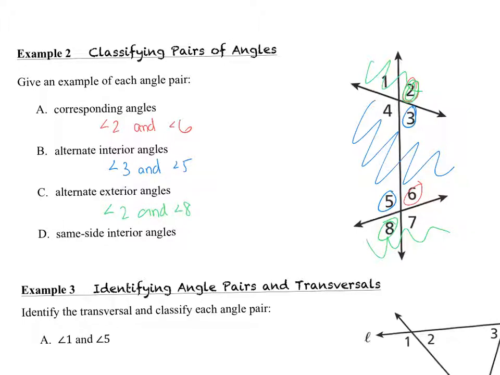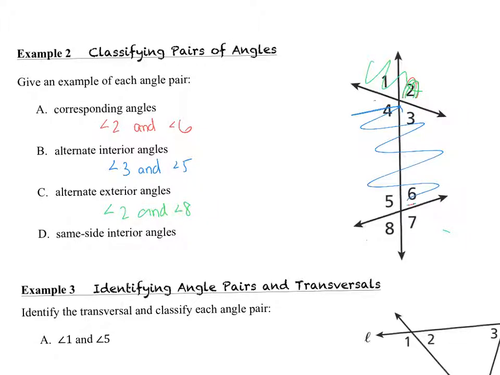And same side interior. Well, same side interior would be on the inside in the interior, but on the same side. So for instance, angle 4 and angle 5.